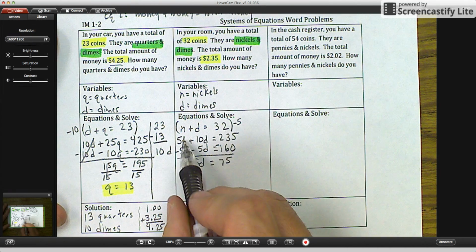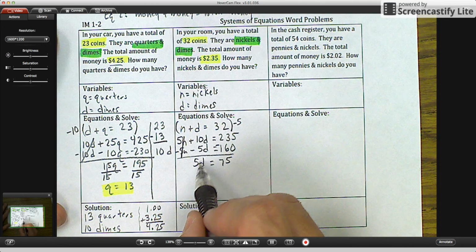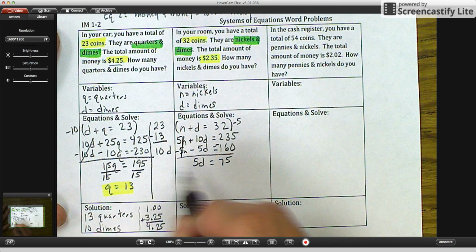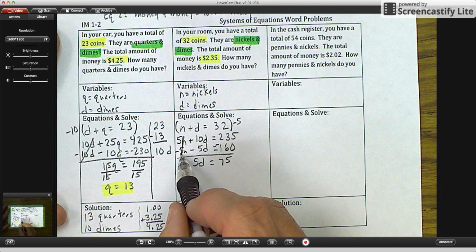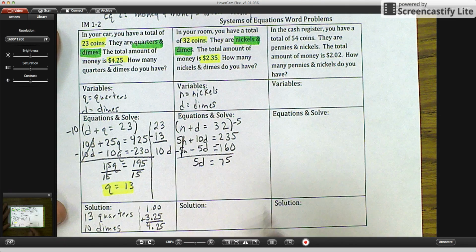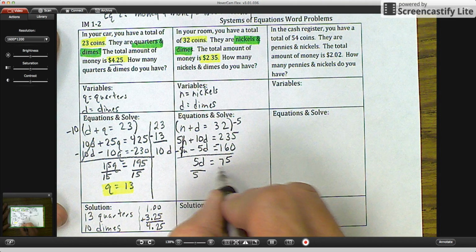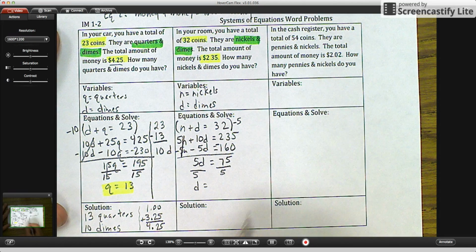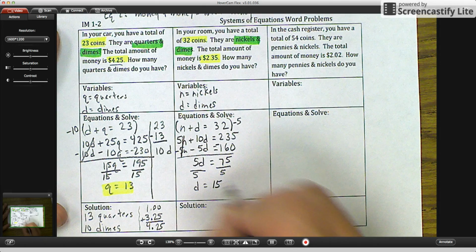And the reason why I always eliminate the smaller is because whatever's left over is going to be a positive value. The 5D here would be a positive value. The 15Q over here is a positive value. That's why you eliminate the smaller denomination first. Now we're going to divide by 5. And you get D is equal to, 5 goes into 75 15 times.